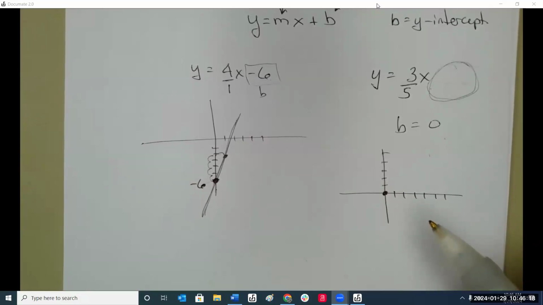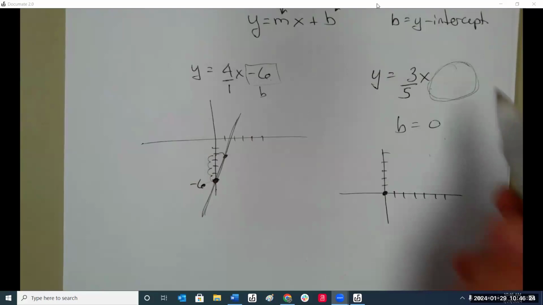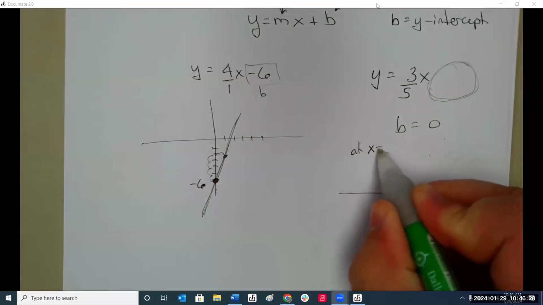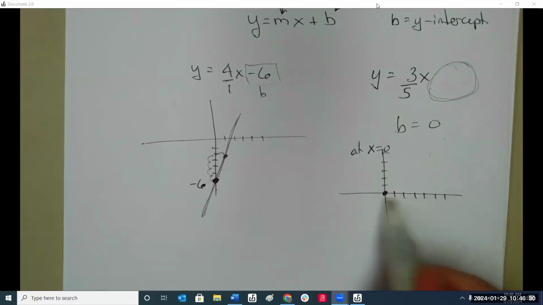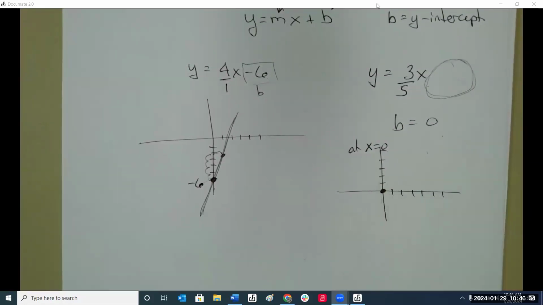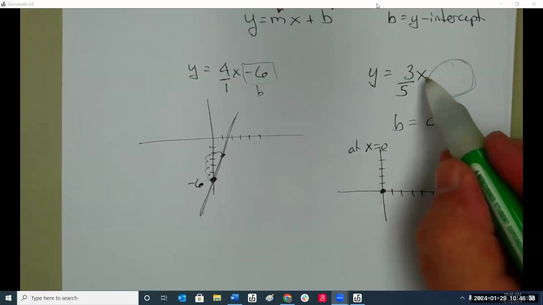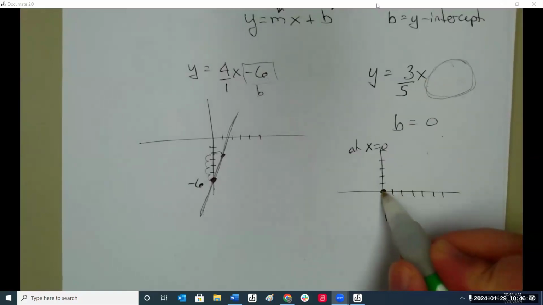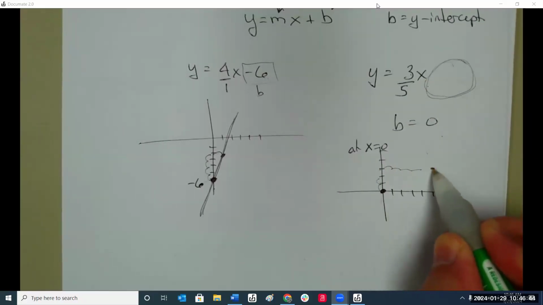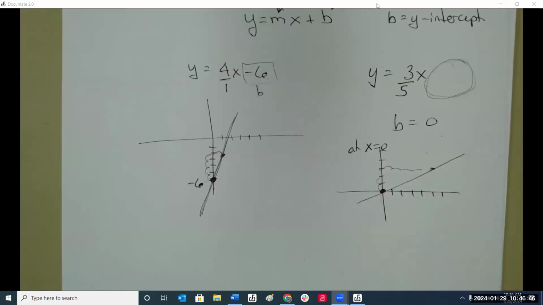What's the first step? How do you find the y-intercept? X, exactly. To find the y-intercept, so at x equals 0, which is there, y is 0. So it's 0, 0. Very good. And then the slope is up 3 over 5. 1, 2, 3, 1, 2, 3, 4, 5. And there's that graph.